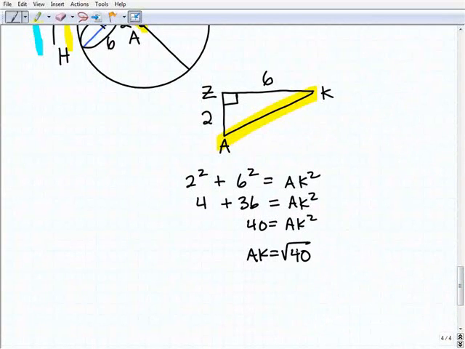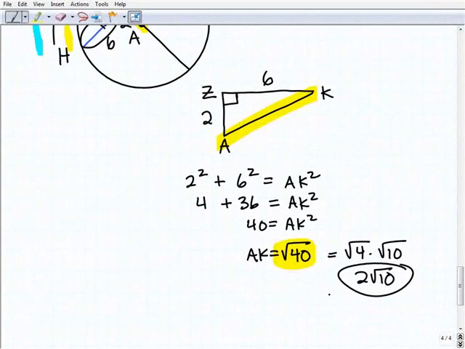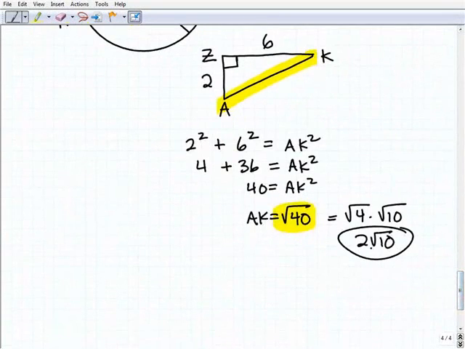But would I leave my answer this way? Nope, you want to simplify it. That'd be equal to the square root of 4 times the square root of 10, and that'd be 2 times the square root of 10. That would be the appropriate answer. Now, if you got a decimal, double check on your calculator that 2 times the square root of 10 gives you the same value. If it does, then you did the problem right.